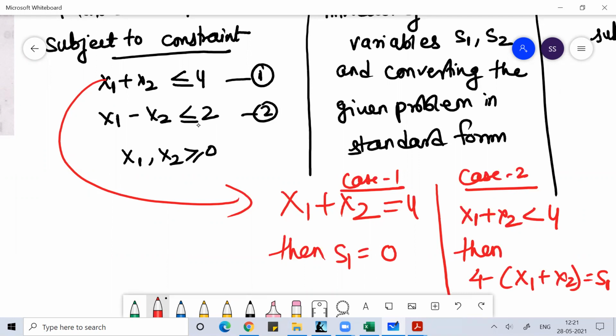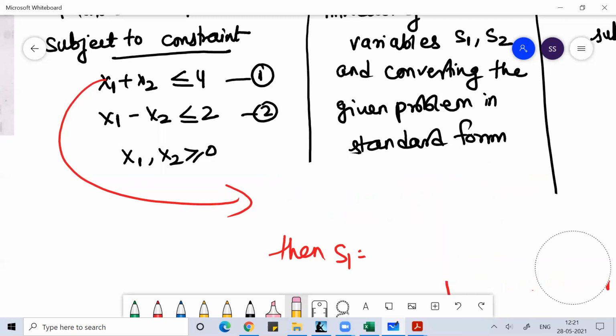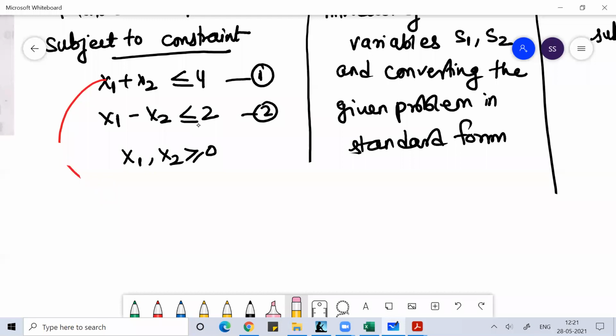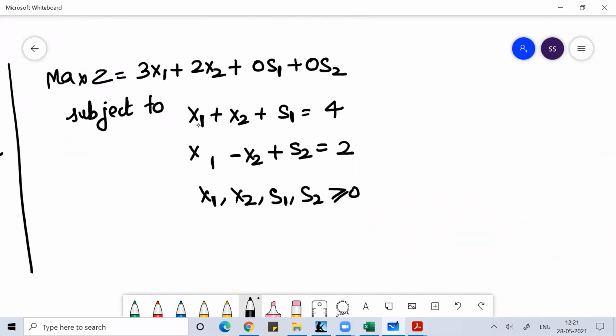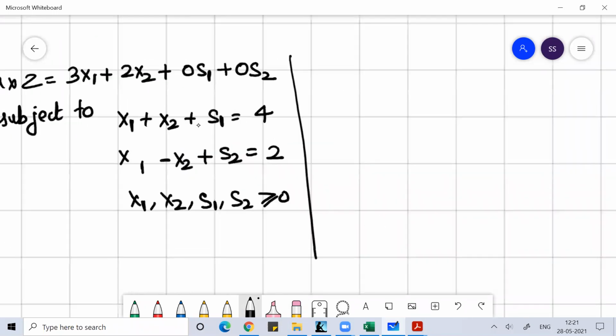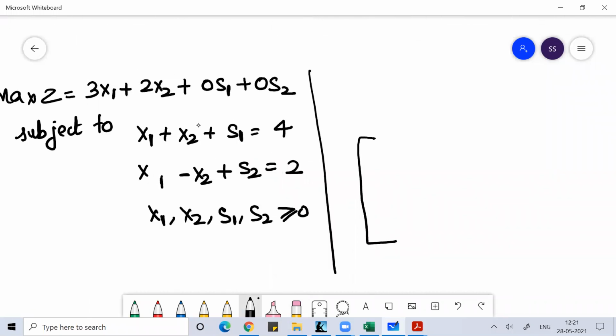So the reason for introducing this slack variable is to convert the linear inequality sign into a linear equation sign. By converting the inequality sign into an equation sign, ultimately we are trying to convert the given problem into standard form. Now the same thing I can write as x1, x2, then s1, then s2.